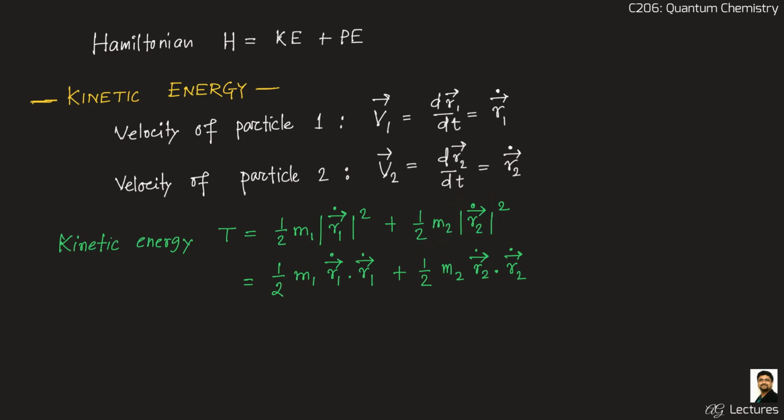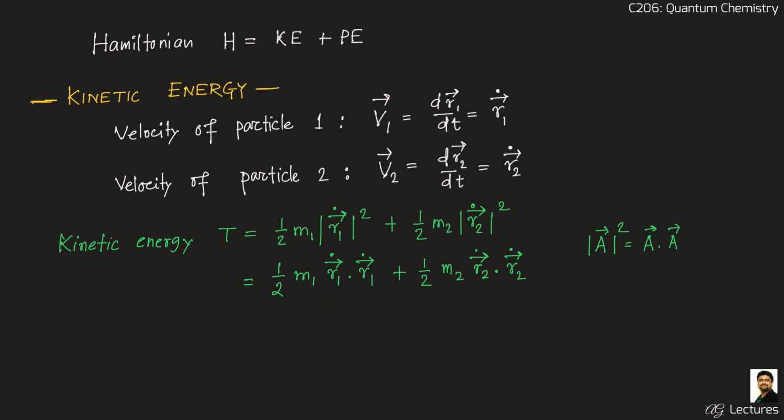And we can use the property of vectors that for any vector A, for example, the mod square can be written as the vector dot product with itself. Using that particular property, we can write down the kinetic energy again as half m1 r1 dot dot r1 dot. So this is the kinetic energy of particle 1, and similarly this is the kinetic energy for particle 2. So this is the total kinetic energy for the system in terms of r1 dot and r2 dot.